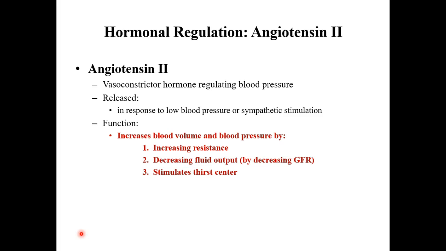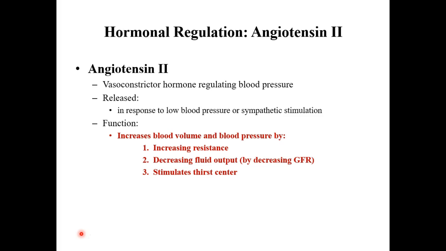So what is angiotensin 2 really? Angiotensin 2 is actually a vasoconstrictor hormone that helps us build up our blood pressure, or increase our blood pressure. How we can look at the functions of angiotensin 2 is kind of interesting because, again, keep in mind it's there to increase your blood volume and blood pressure.